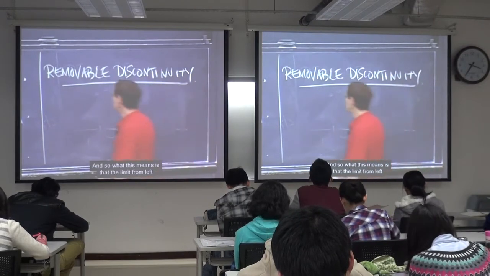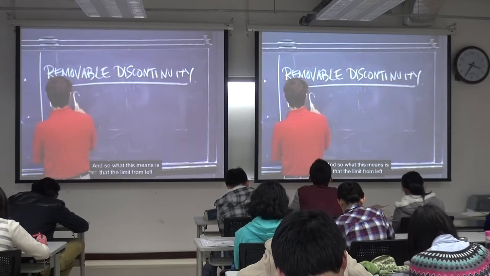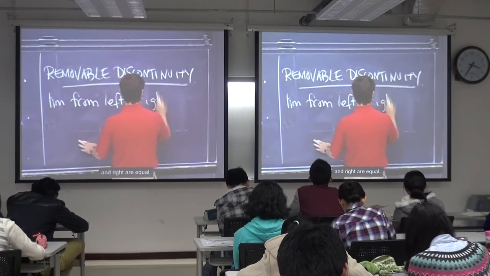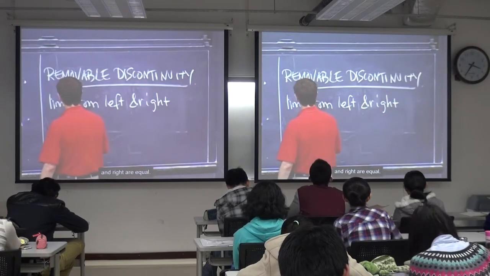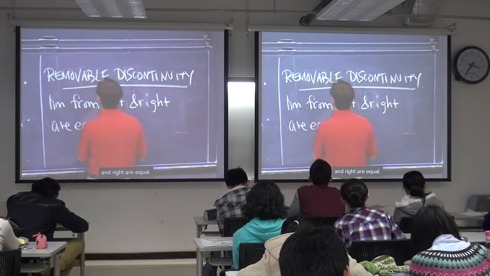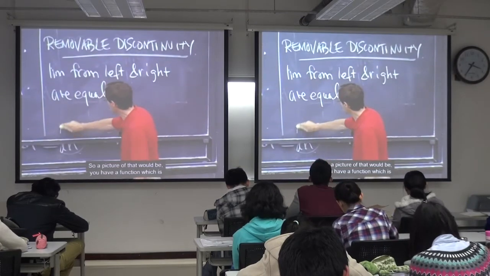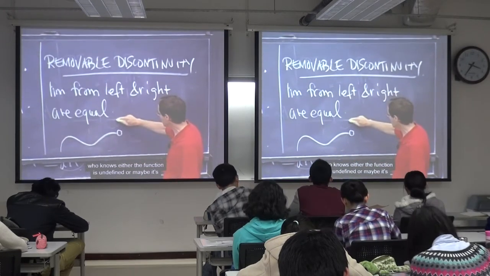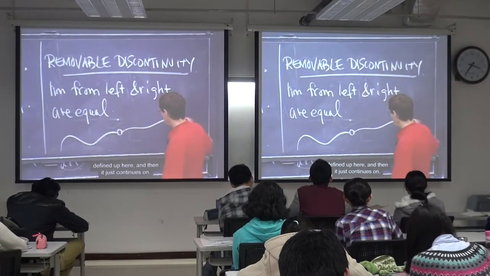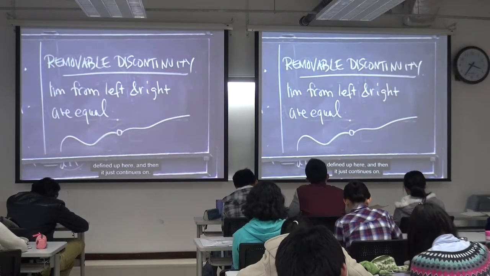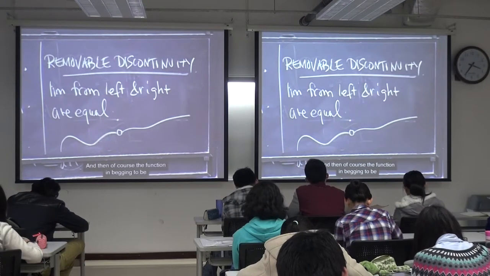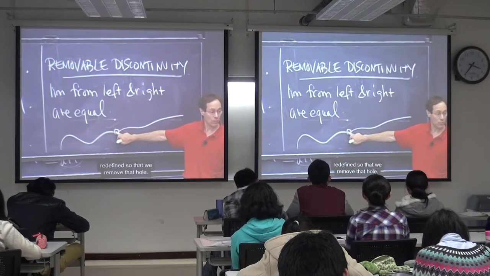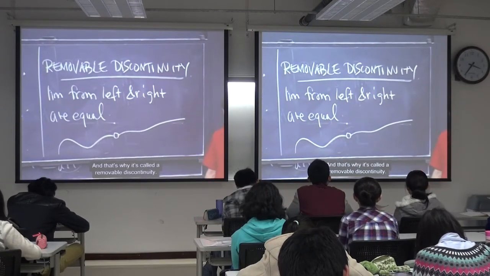And so what this means is that the limits from left and right are equal. So a picture of that would be you have a function which is coming along like this, and there's a hole maybe where, who knows, either the function is undefined or maybe it's defined up here, and then it just continues on. All right, so the two limits are the same. And then, of course, the function is begging to be redefined so that we remove that hole. And that's why it's called a removable discontinuity.